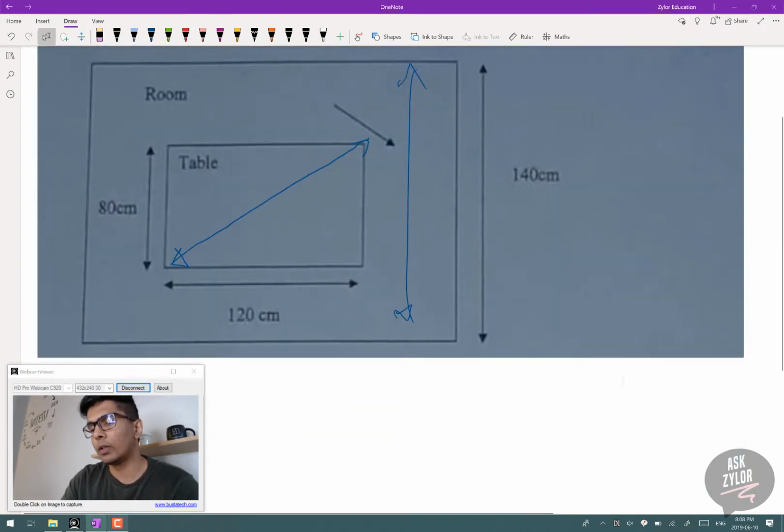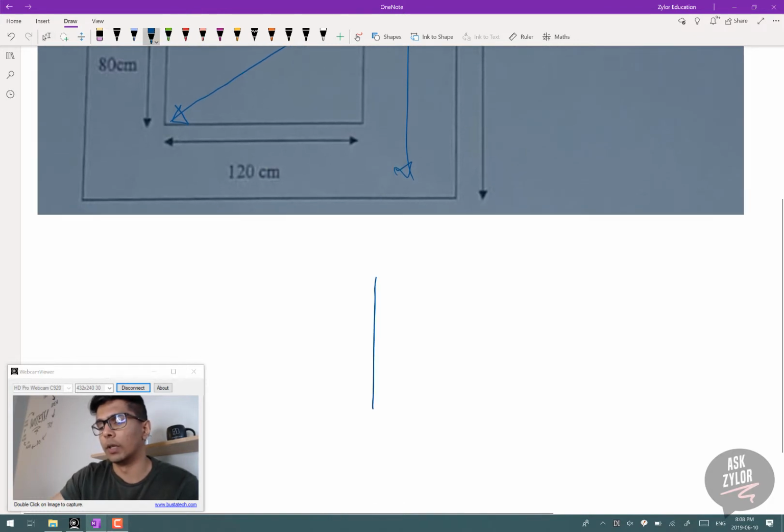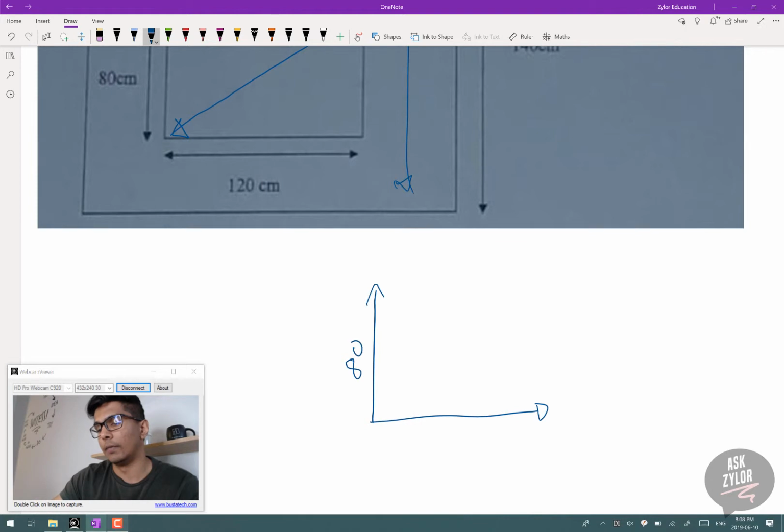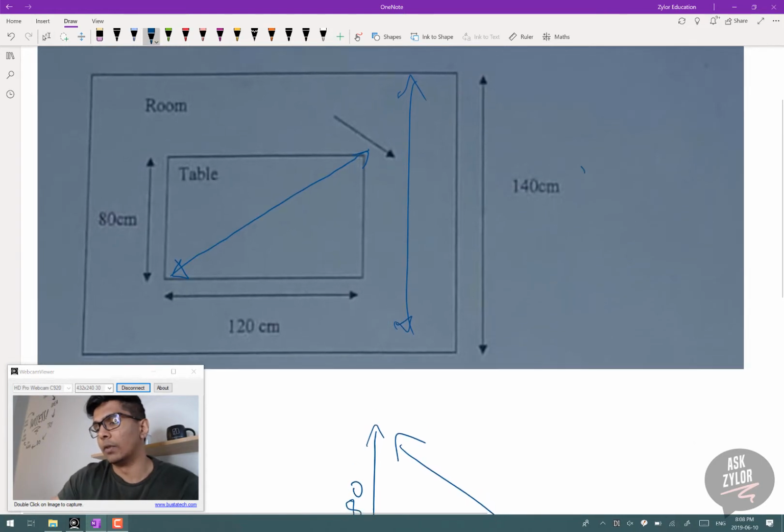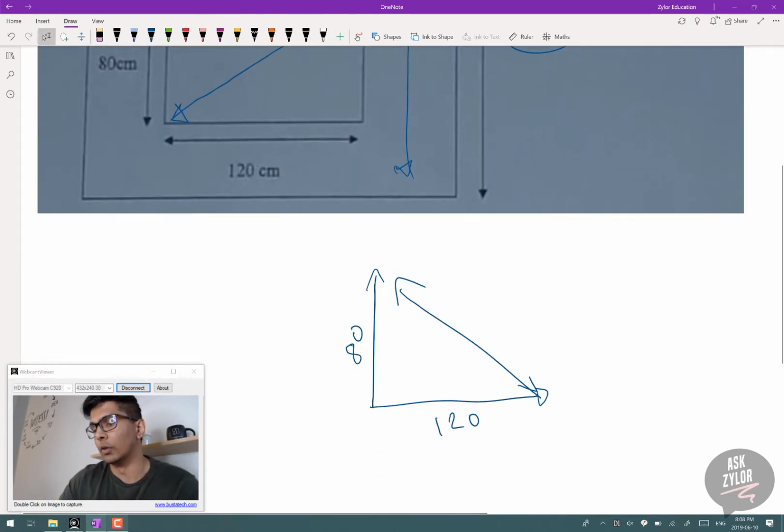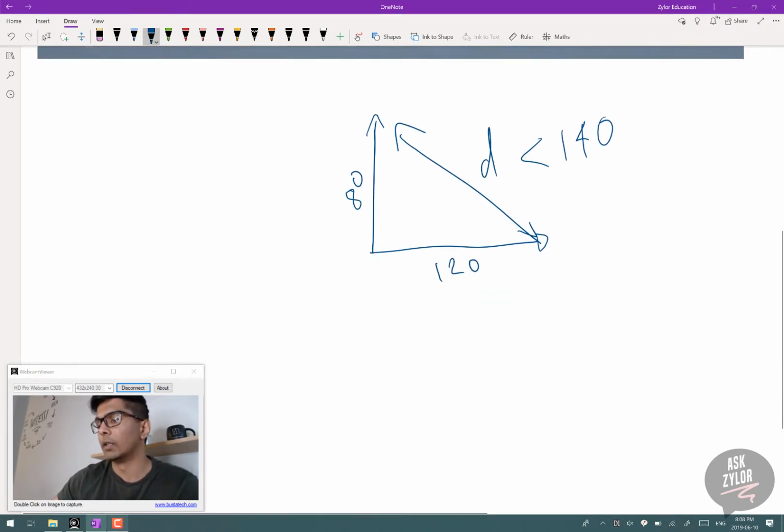Okay, so how do I find this diagonal? I'm going to use the triangle and the dimensions they've given to us. They've told us this is 80, this is 120, right? And the diagonal I'm going to find using my Pythagorean theorem. They've told me the width of the loom is 140. So my diagonal has to be less than 140 in order to rotate it, right? So let's go ahead and find that.